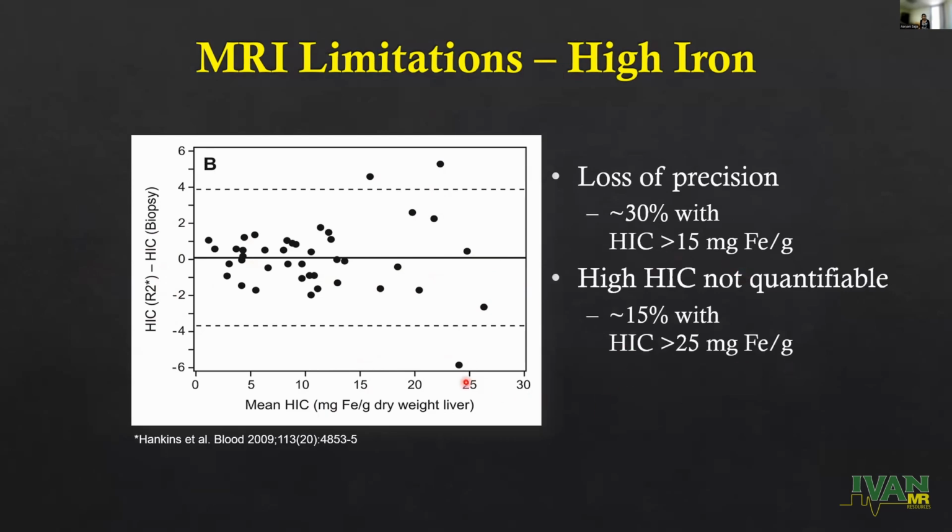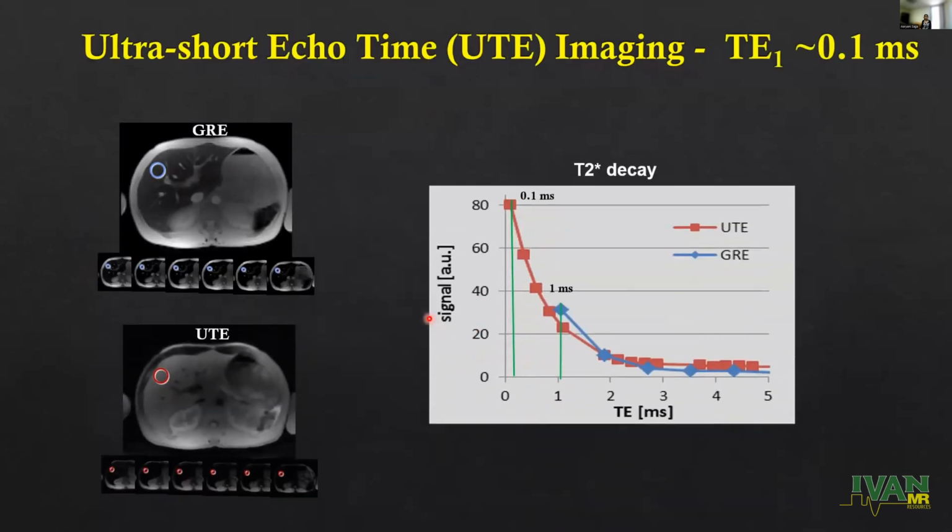And the reason for this is, as I said, the signal decays very fast. So this is again the GRE sequence, what I told. The earliest echo time we can achieve with the GRE is 1 millisecond. So in patients with severe iron overload, the signal is already decayed. You only get the first time point, but the rest of the signal points are almost in the noise floor. Because of this ambiguity, the precision is lost.